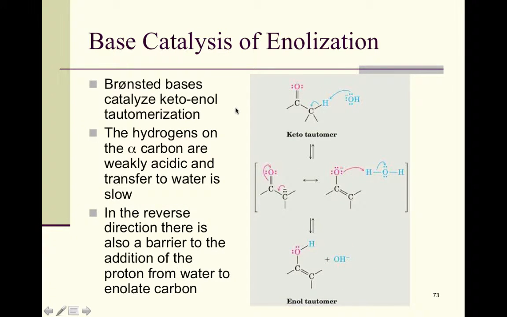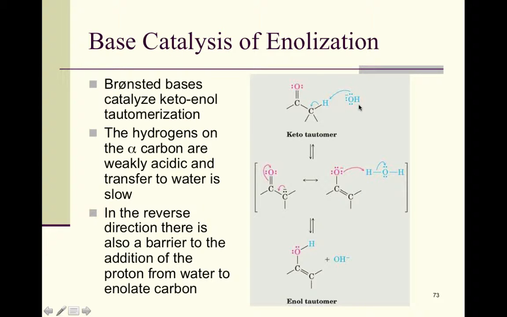Base catalysis of an enolization. Bronsted bases catalyze the keto-enol tautomerism. The hydrogens on the alpha carbon are weakly acidic and transfer to water is very slow. In the reverse direction, there's also a barrier to the addition of the proton from water to the enolate carbon. Let's take a look at this using a base as a catalyst.